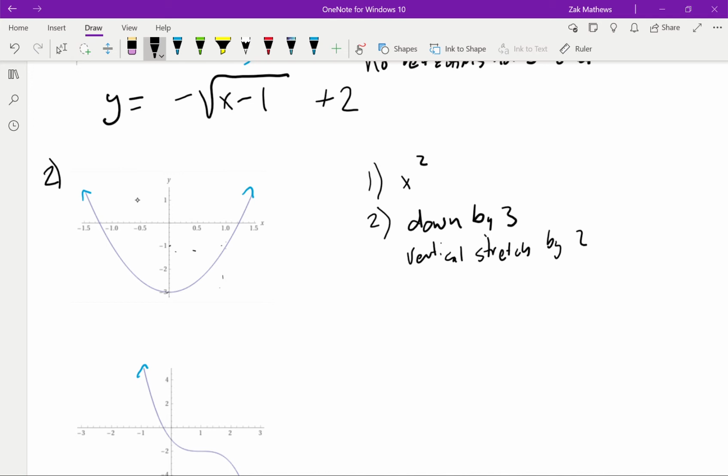So now I don't see anything else. There's no other reflections or nothing else going on here. So I'm going to put it into my equation. Y is equal to, I have an x squared function. We said that we need it to go down by 3, so that's minus 3. Vertical stretch by 2 means we'd have a 2 in front of the x squared. We would not have it in parentheses. That would be wrong. So the 2 is in front of the x squared.